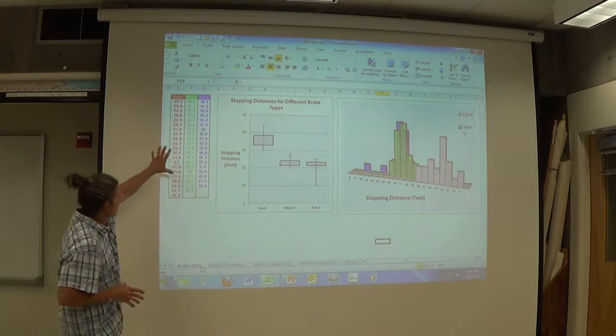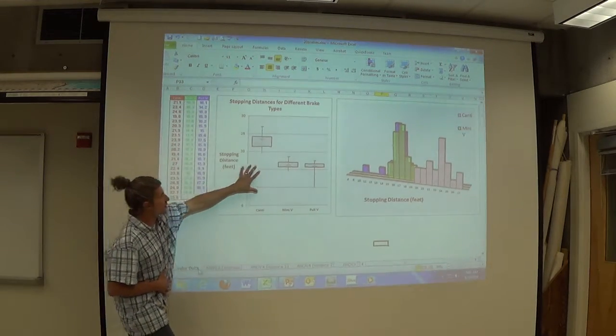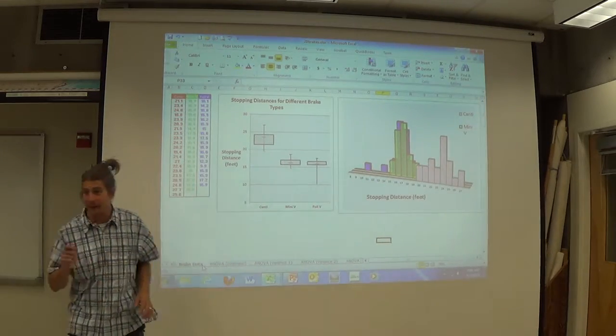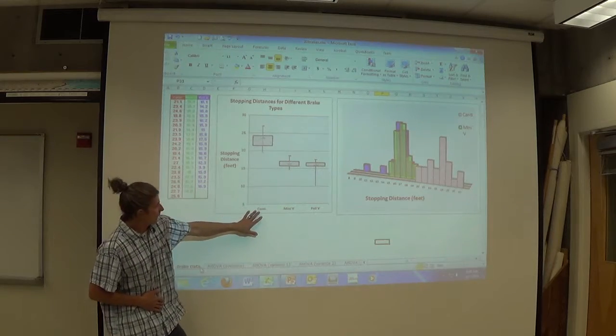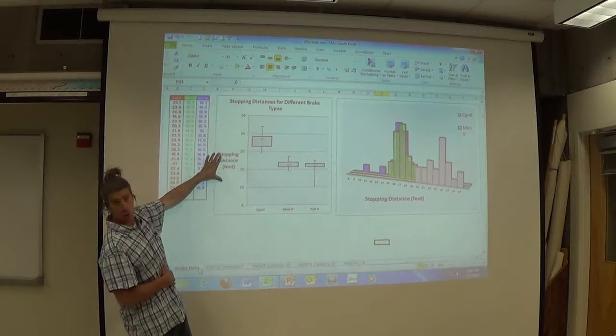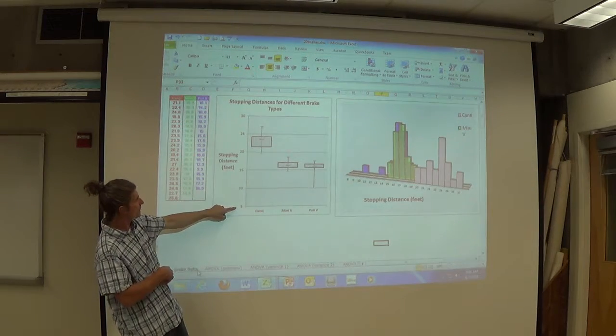So what I did with my breaking data up here was I made some box plots and some histograms to take a look at the data sets. Now your TI sucks at doing this. You can make 3 histograms, you can make 3 box plots, but I like labeling them like this. So here are the cantilever brakes, mini V's, and full V's. Stopping distances on the vertical axis starts at 5 instead of 0. I can live with that, I guess.